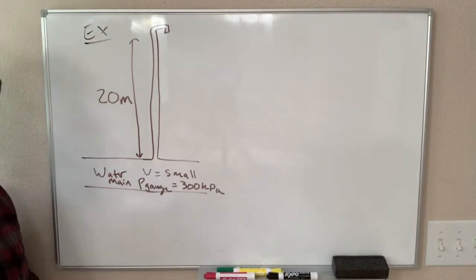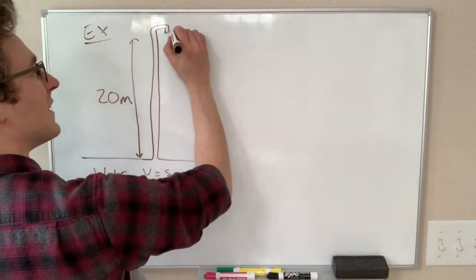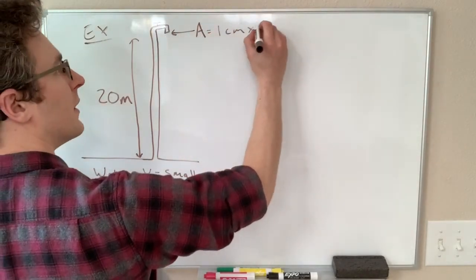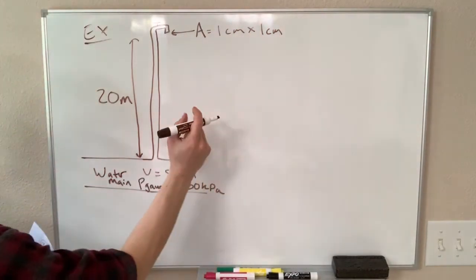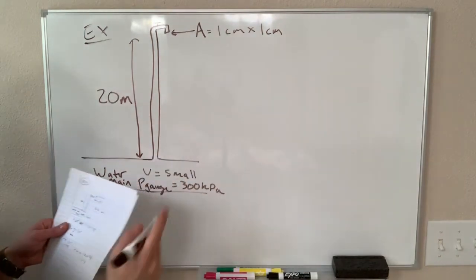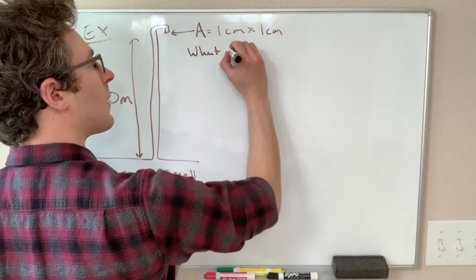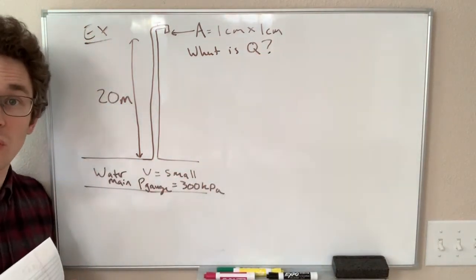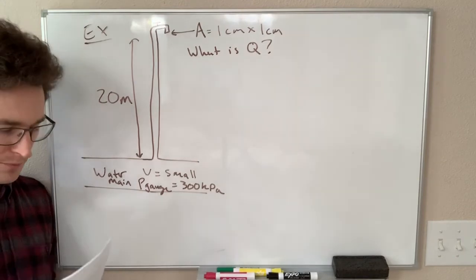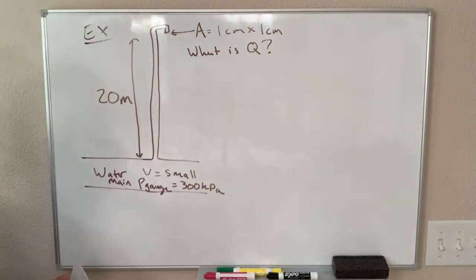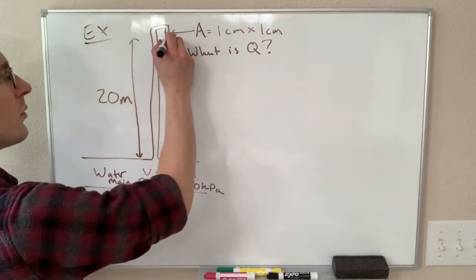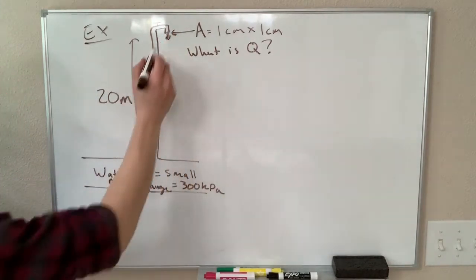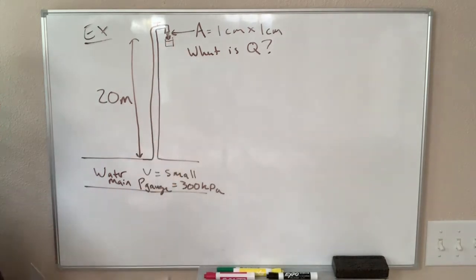All right, we're almost to what the actual question is. Finally, let's say that the area of this tap is 1 centimeter by 1 centimeter, so it's a little hole, you know, that big. What is our flow rate Q of the fluid coming out of the tap? So, I guess we can draw our little fluid coming out there into our cup or whatever.